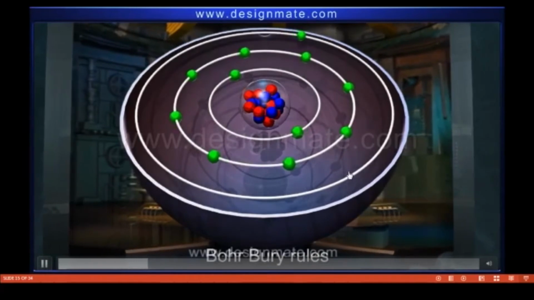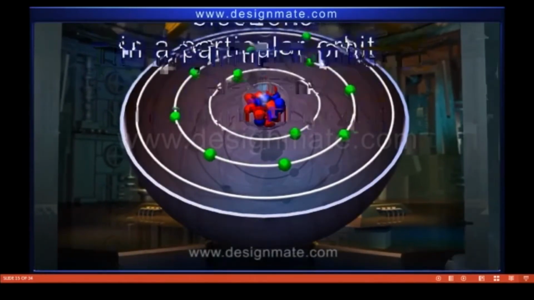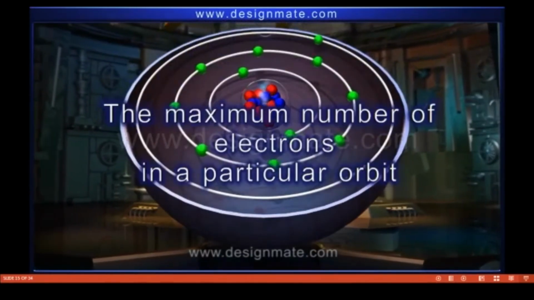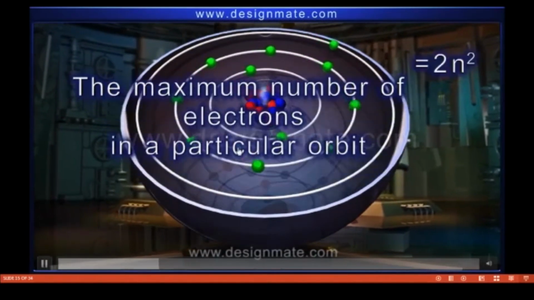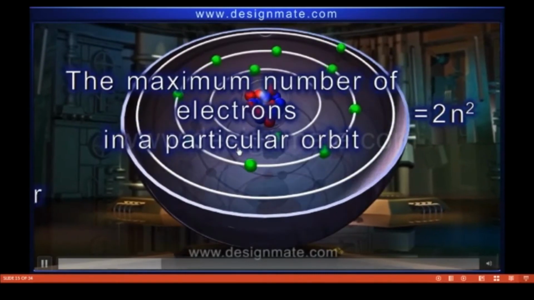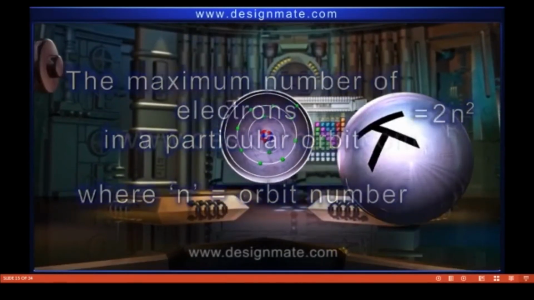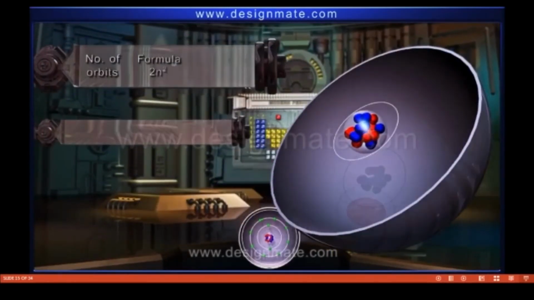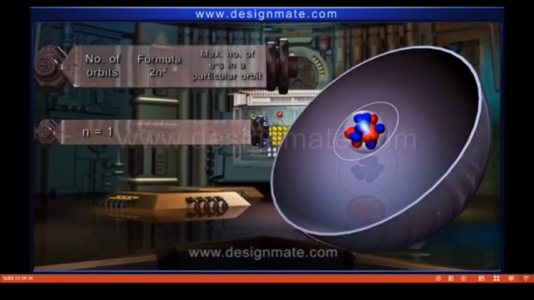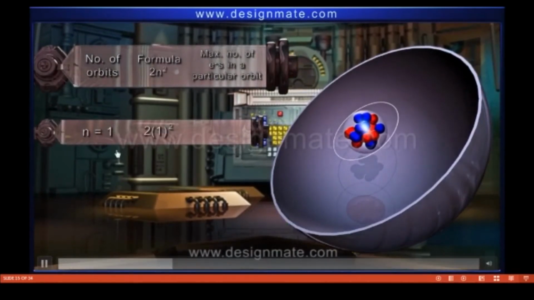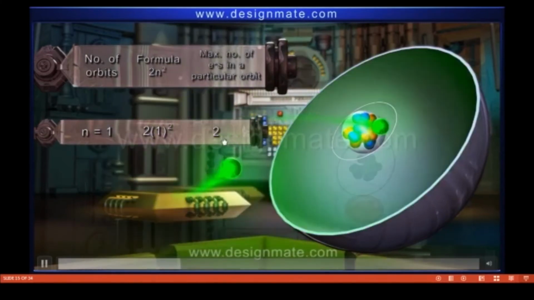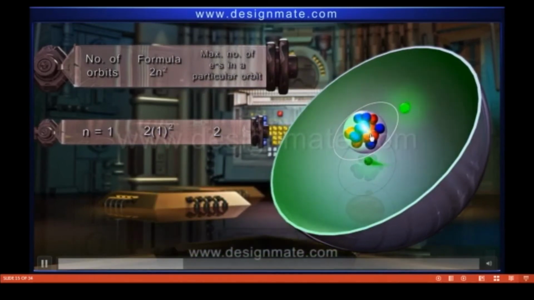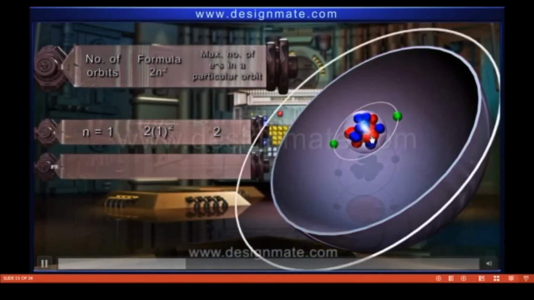Listen, students. The maximum number of electrons in a particular orbit is given by the formula 2n squared, where n is the orbit number. If n is equal to 1, applying the formula, 2 into 1 squared, we get 2. This is the maximum number of electrons in that orbit, so only 2 electrons are filled in this shell.